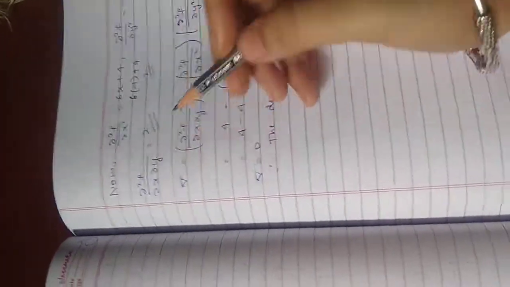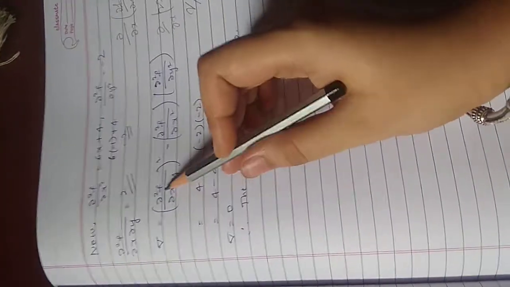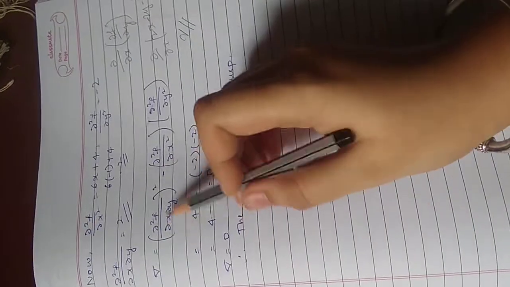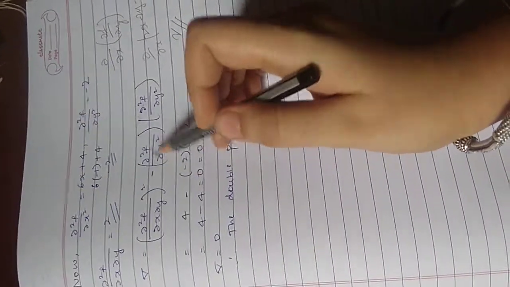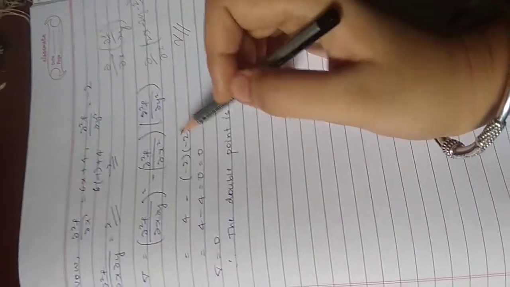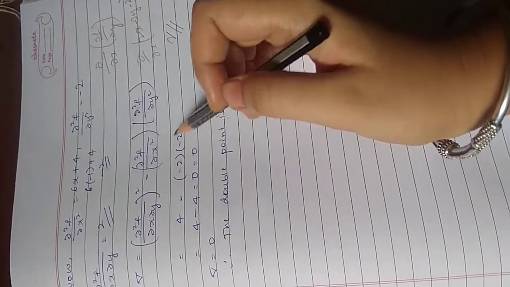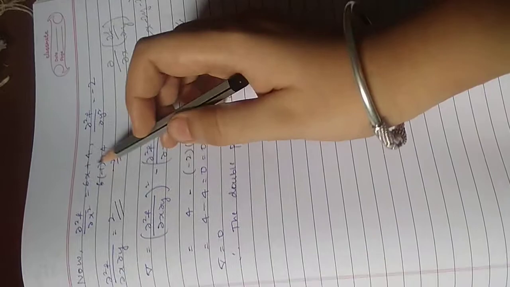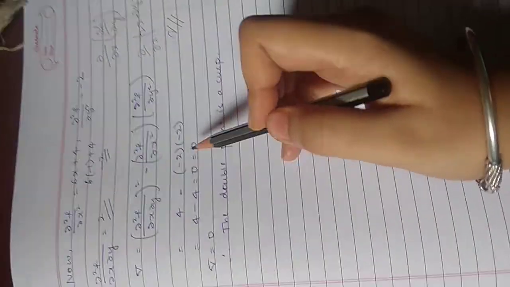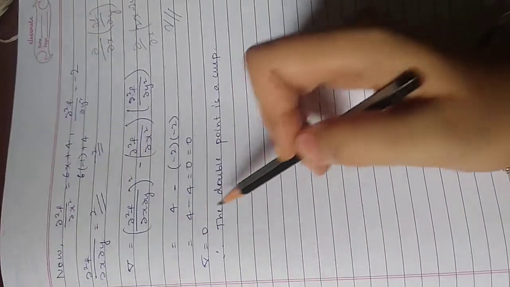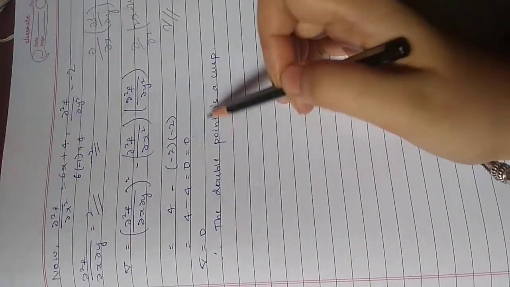We have written 2 here, and we are substituting in this formula: ∂²f/∂x∂y is 2, whole square 4, minus ∂²f/∂x² is minus 2, and ∂²f/∂y² is minus 2. Here we are substituting the value of x, which we have found as minus 1. So 4 minus 4 is 0. The value is equal to 0. Therefore, the double point is a cusp.